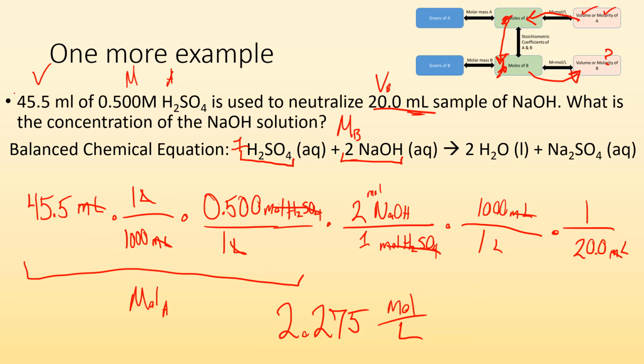And now I'm going to do a little check, right? I'm going to check kind of logically. I used 45 milliliters of my acid and 20 milliliters of my base. So yeah, that's what I get. I get 2.275.